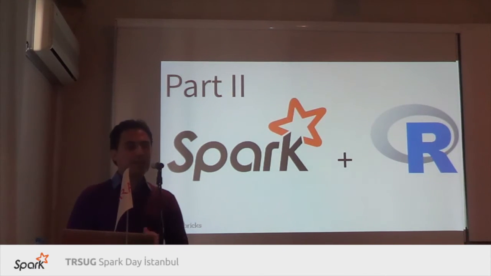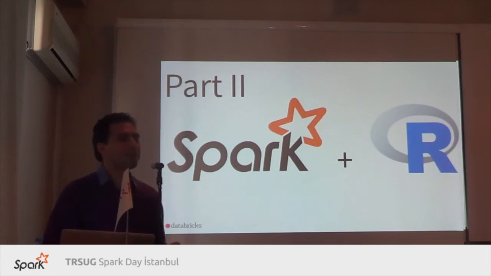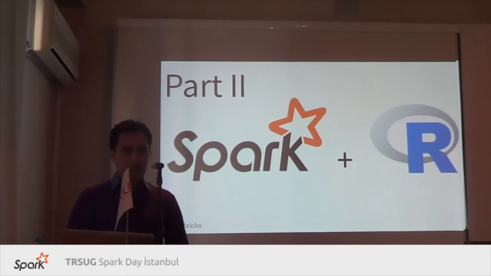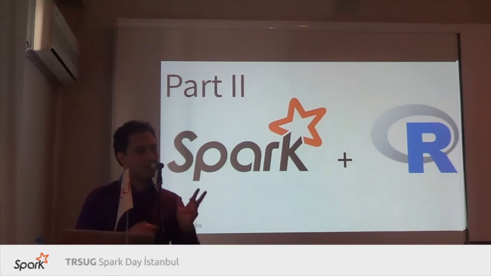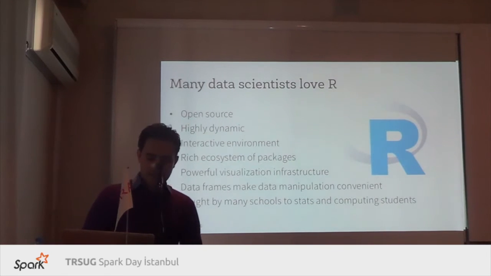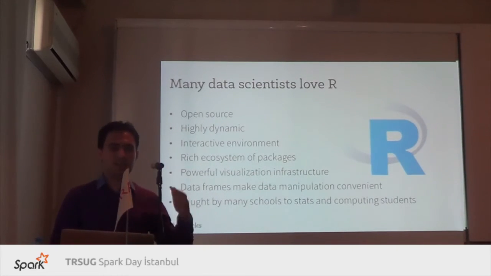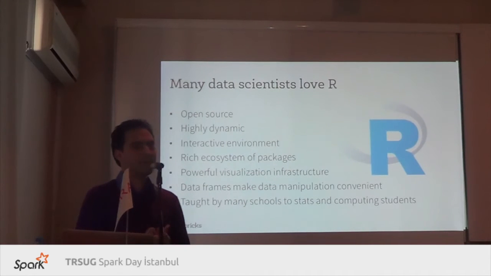So, Spark and R. R is an interesting language, and it is very rapidly growing in popularity. Many data scientists' favorite language is R. There are basically two languages that are very common for data science: R and Python. We asked data scientists why they prefer to use R, and we basically compiled a list of things they like about R. These are advantages of R as a language or a runtime.